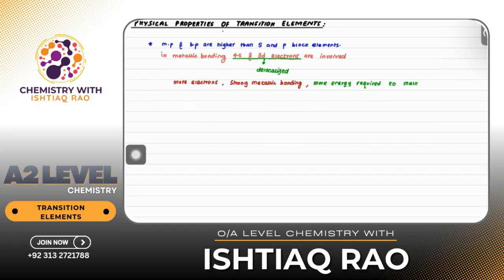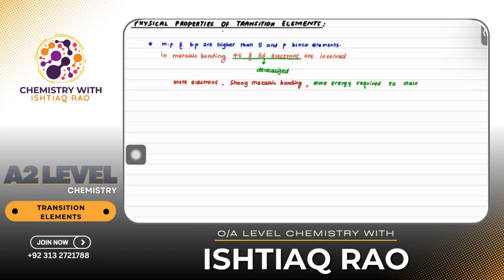So that's all for the melting and boiling points. Then we have to discuss the conductivity. The conductivity is just similar to, you can say, s block elements. Of course, p block elements are bad conductors of electricity since they are non-metals. Not all, but most of the p block elements are non-metals.